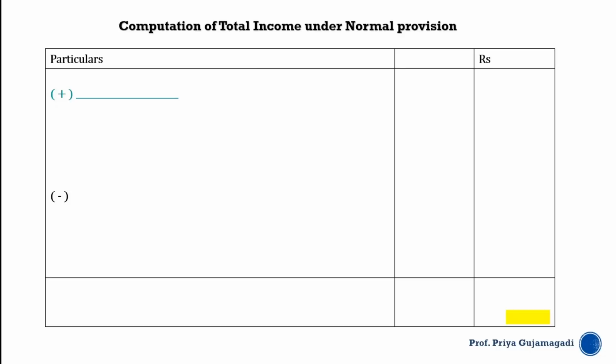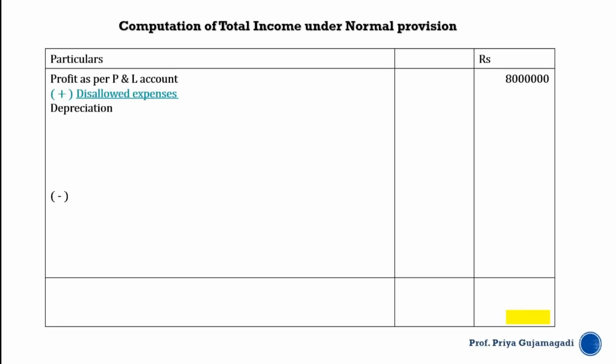Computation of total income under normal provision. Profit as per P&L account 80 lakh rupees as given in the question. Add disallowable expenses, or we'll call them inadmissible expenses. In the question, all the items which we have written as add, we have to take here. I also suggest you take a screenshot of the question or write it down so that you can see the question while solving the problem.